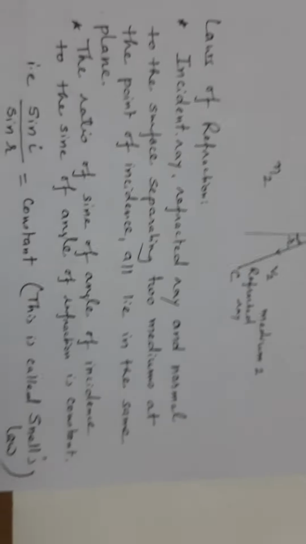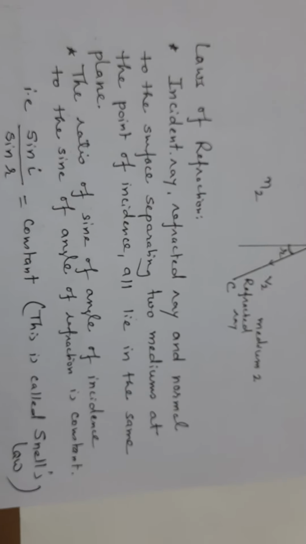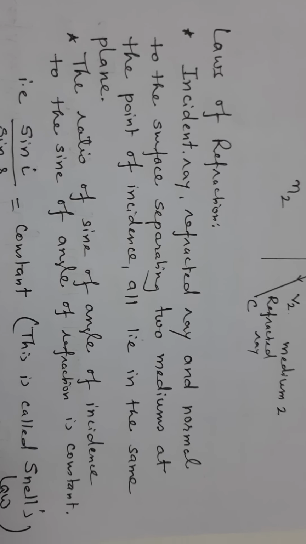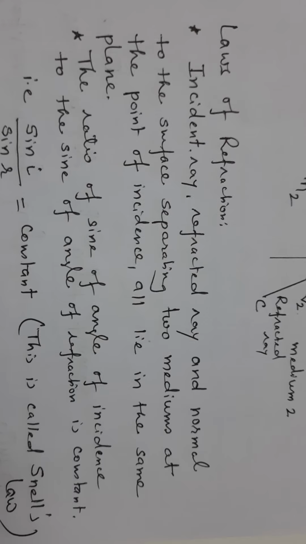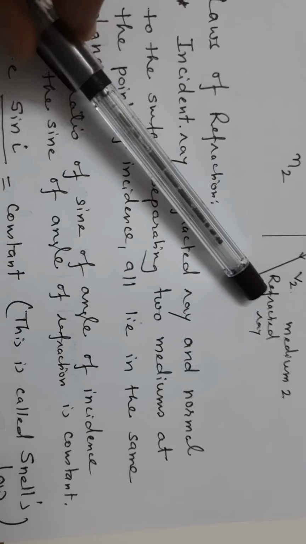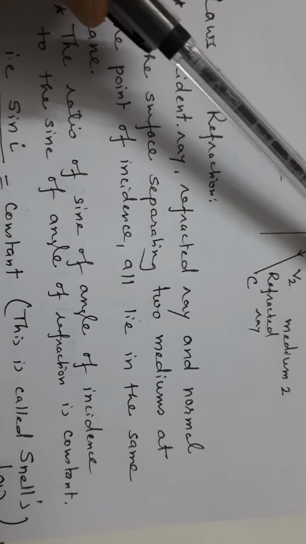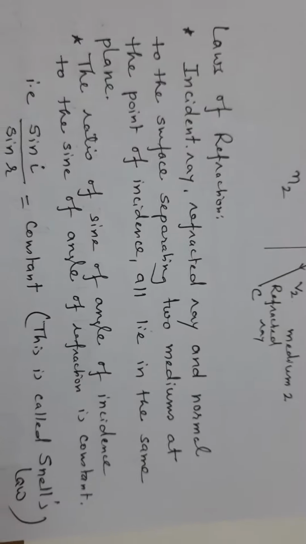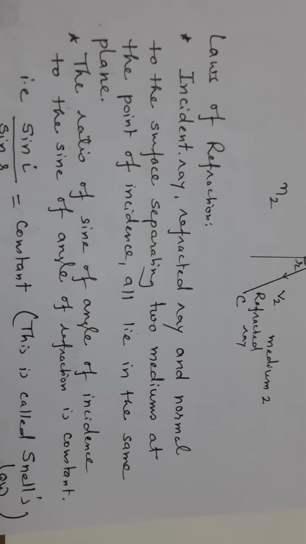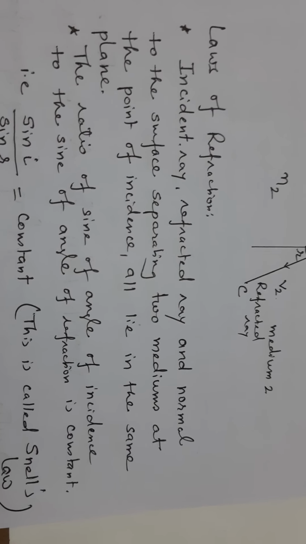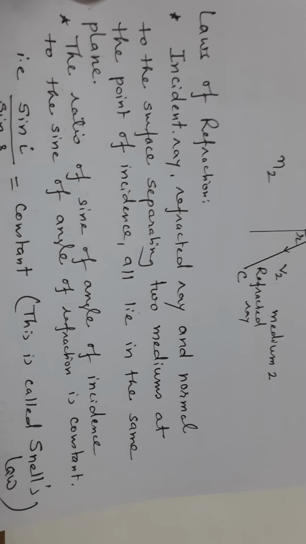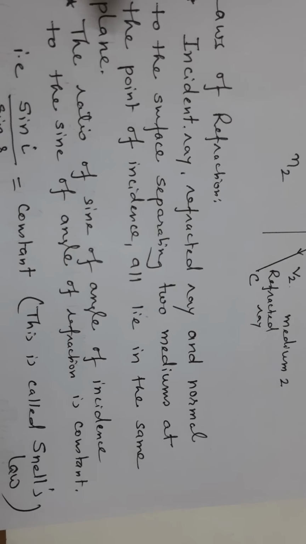Now we are coming to the laws of refraction. The incident ray, refracted ray and normal to the surface separating the two media at the point of incidence all lie in the same plane. That is, this incident ray, this refracted ray, and the normal at the point of incidence are all lying in the same plane. And the second one is the ratio of sine of angle of incidence to sine of angle of refraction is constant. That is, sine i upon sine r is constant. And this particular result is known as Snell's law.